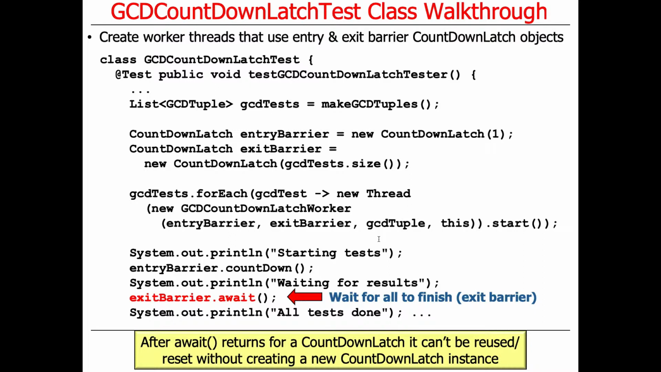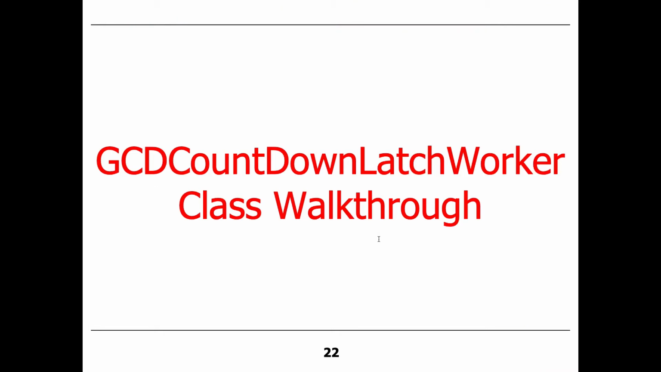We then have the main thread wait for all the other threads to finish. So this really does work perfectly fine. So this is an exit barrier where we're waiting for all the threads to finish, and this will not proceed until all those worker threads are done. And note that after a wait returns, we can't reuse this particular instance of the countdown latch without making a new instance. So we can't reset it. That's, again, distinguishing countdown latch from cyclic barrier, where you can reuse it, as we'll see.